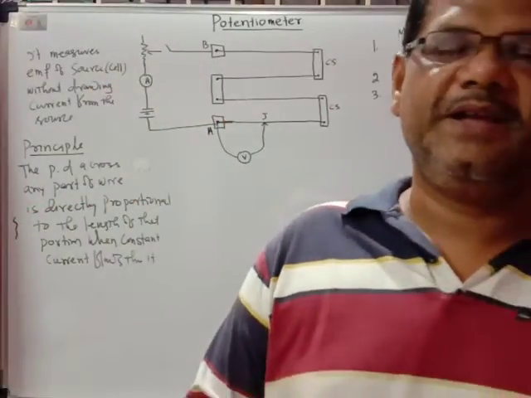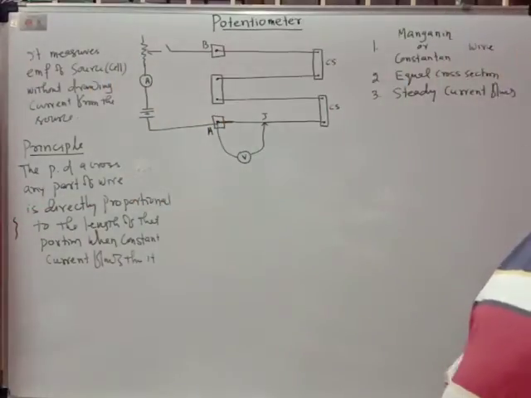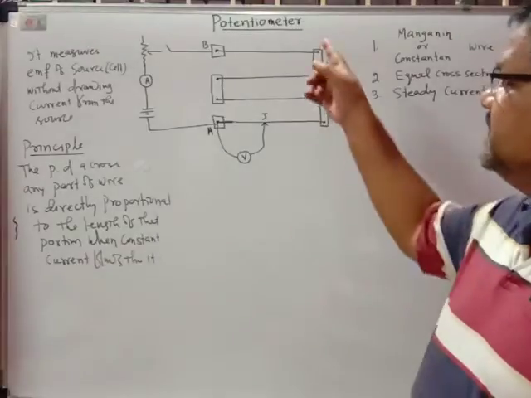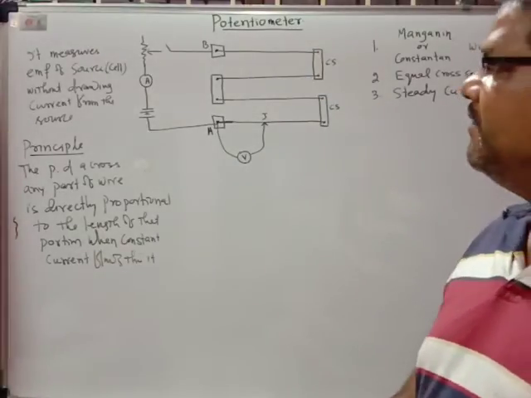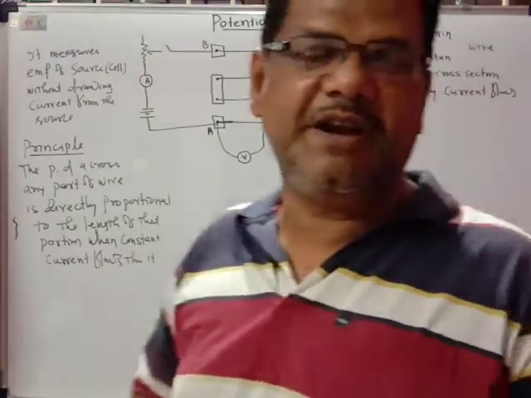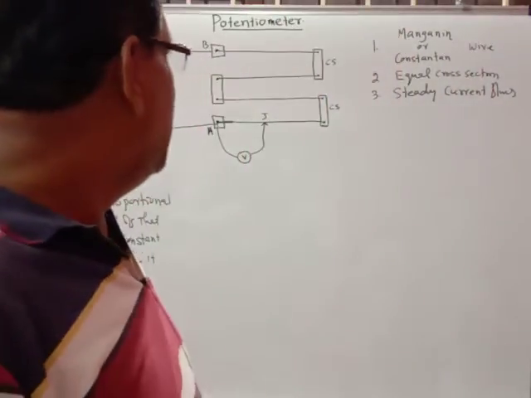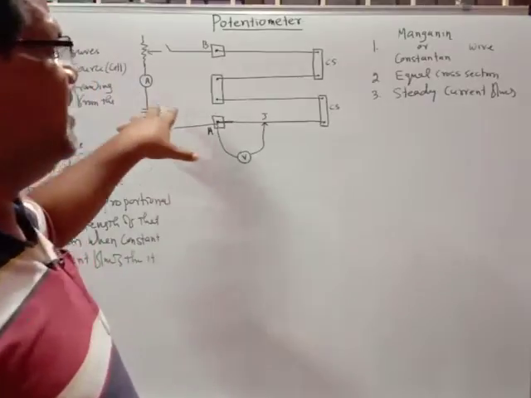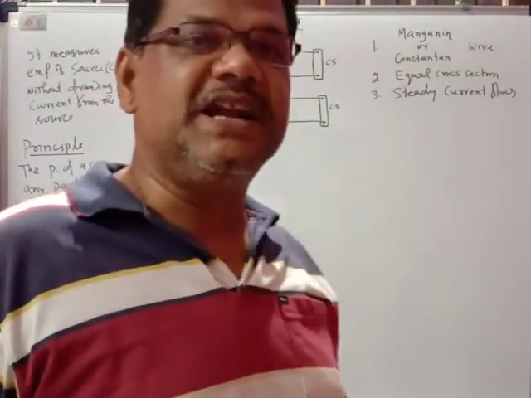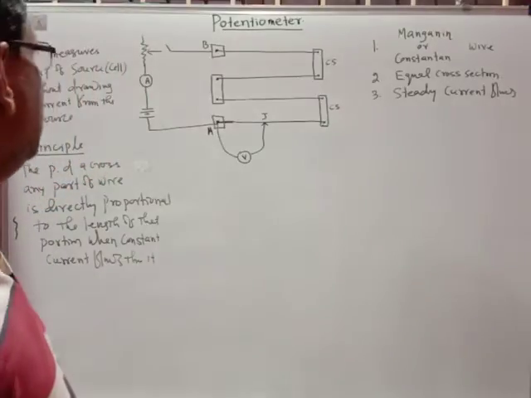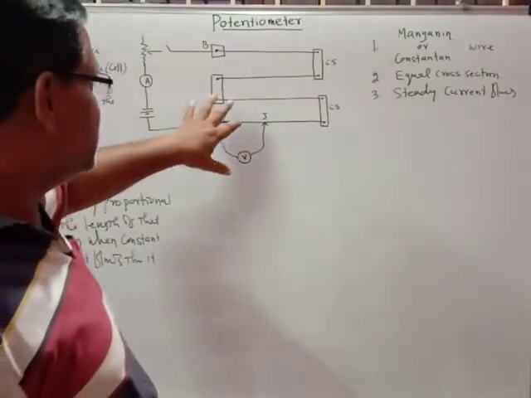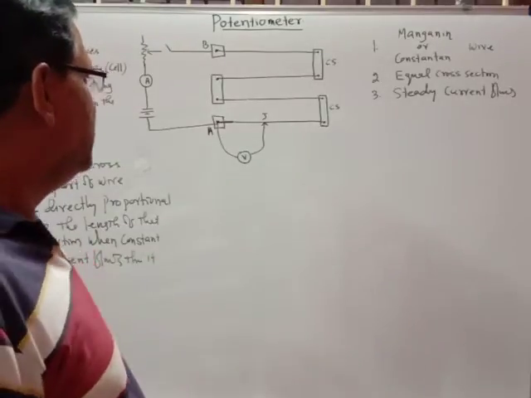Students, today we are going to discuss the potentiometer. A potentiometer is a device which measures the EMF of a cell without drawing current from the source. Not only that, it is also helpful to measure the potential difference, PD. What is the construction of a potentiometer?